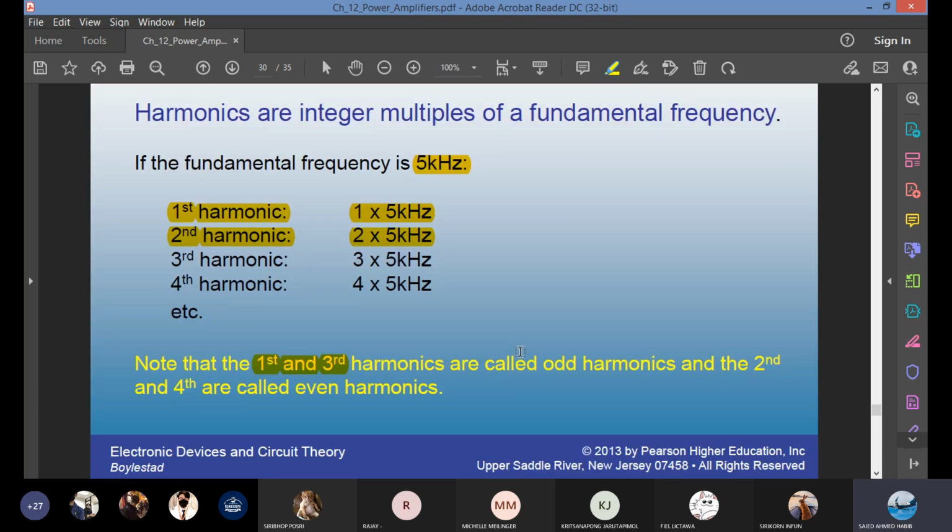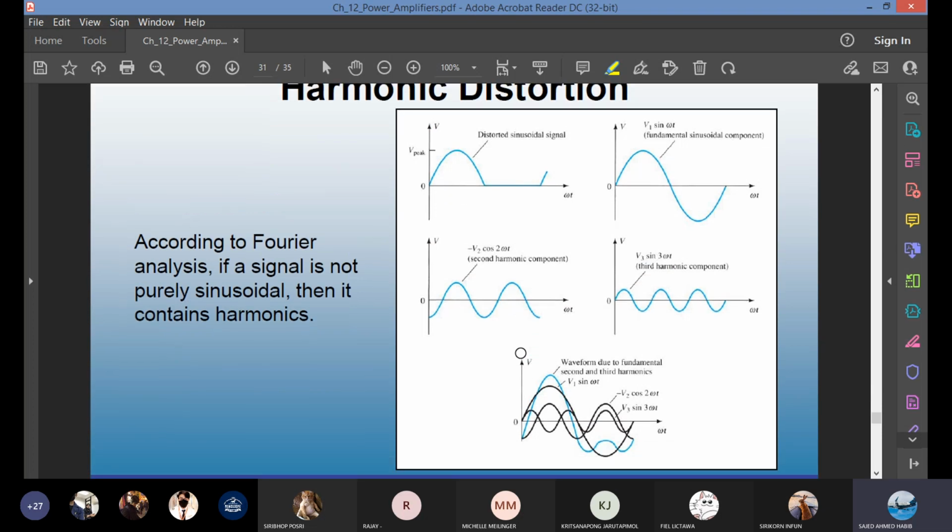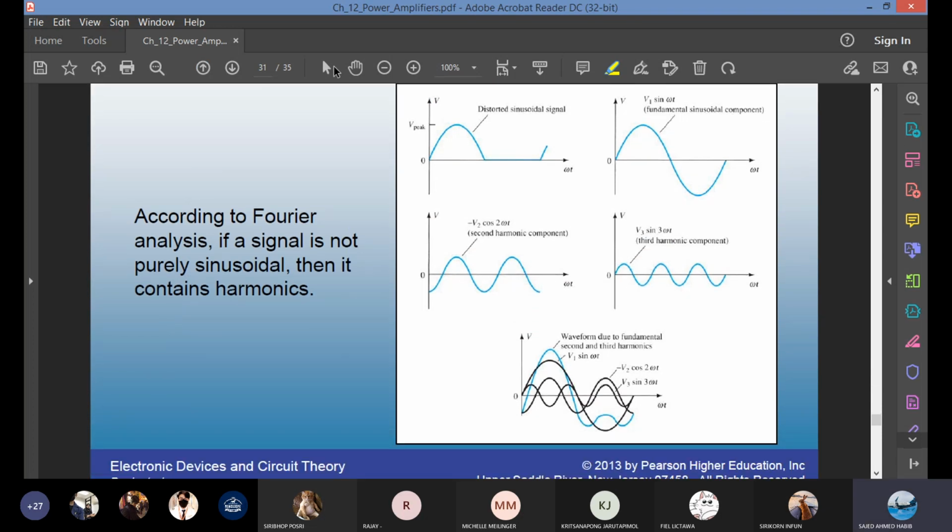Picture now, what is the meaning of harmonic distortion? Focus on this one.